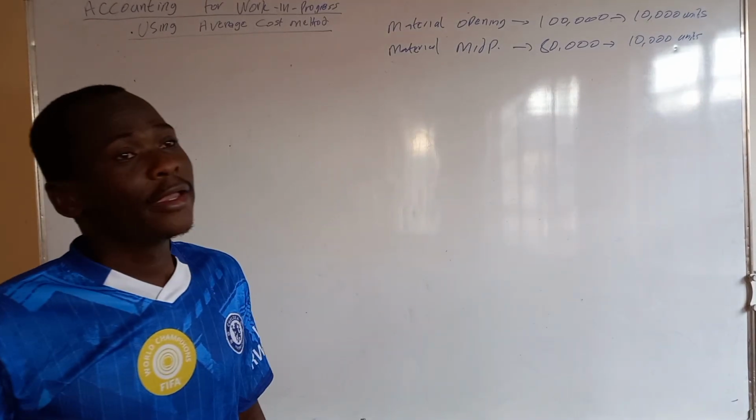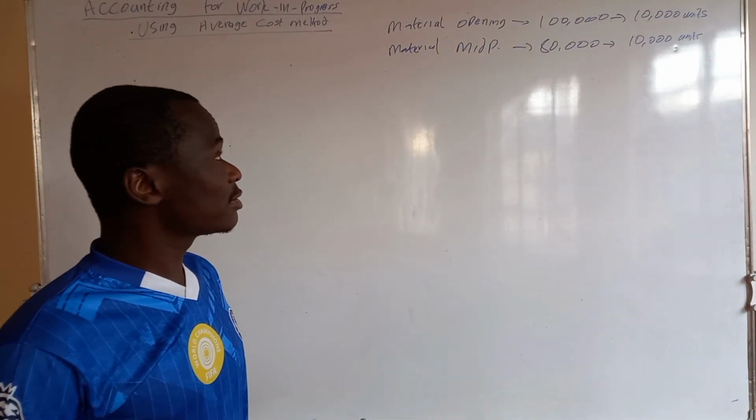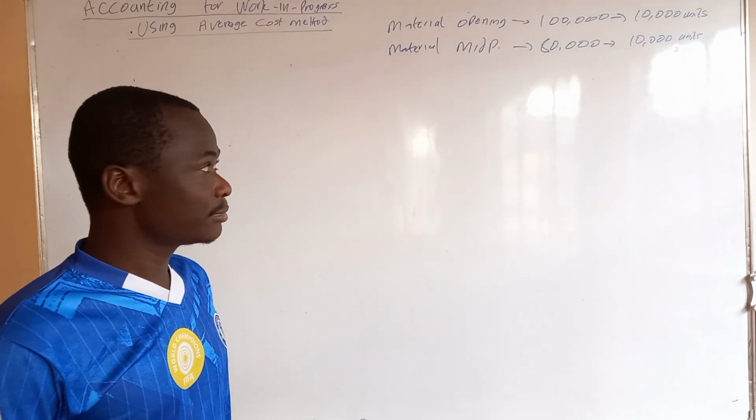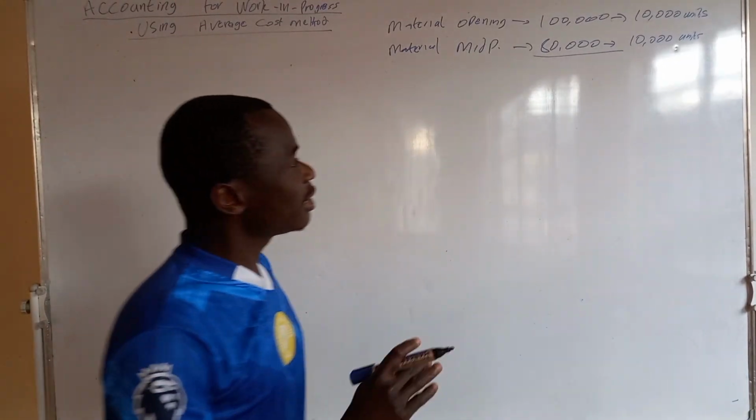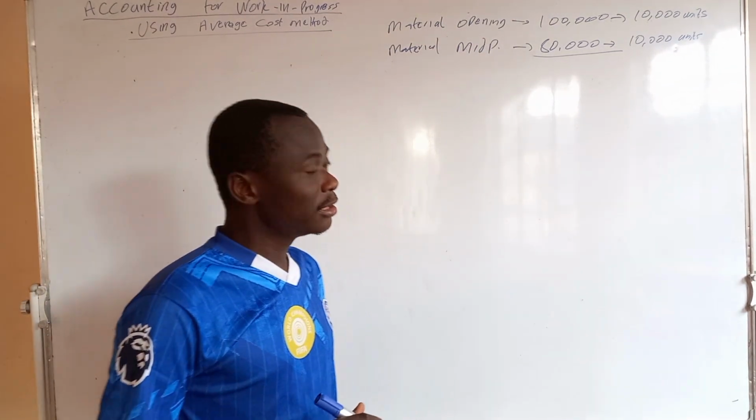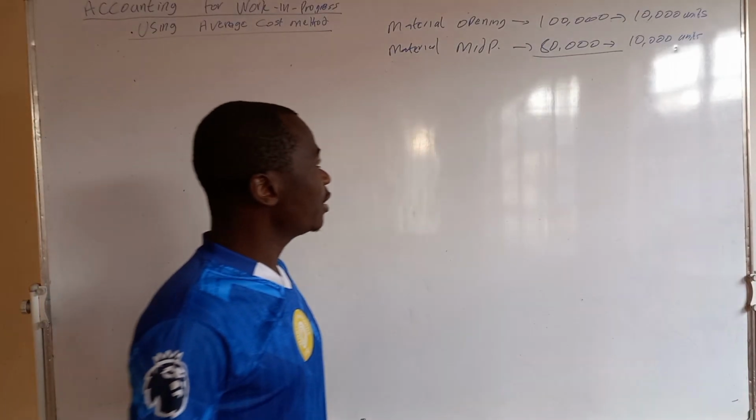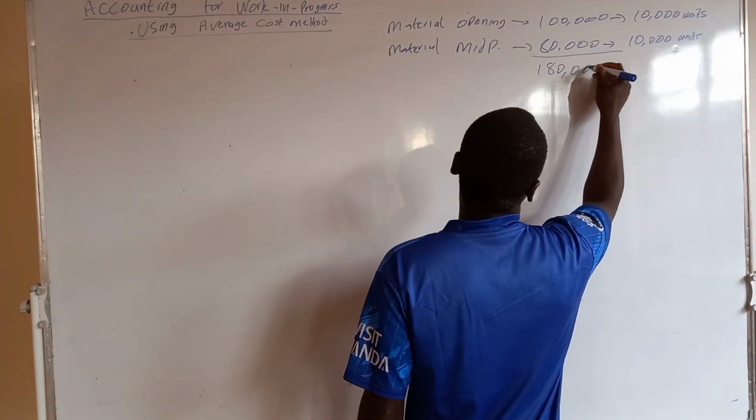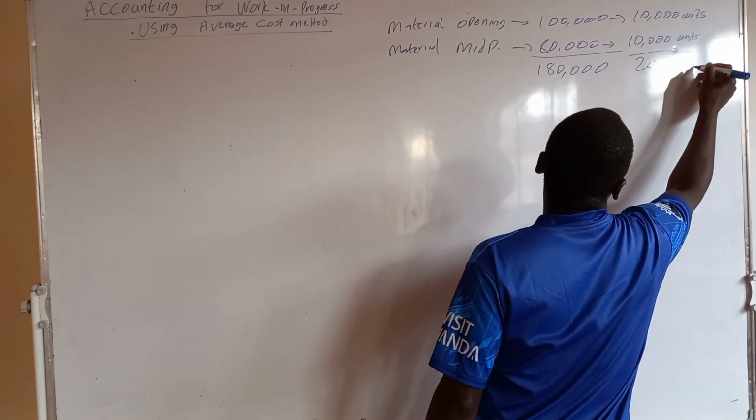You see, in costing or in the normal operation of a business, you will notice that sometimes the prices go up, some other times they come down. So this is what we are trying to find out. These are the same material, both at a different time with a different price, at a different cost. So you end up finding that you have 180,000 shillings and 20,000 units of material.